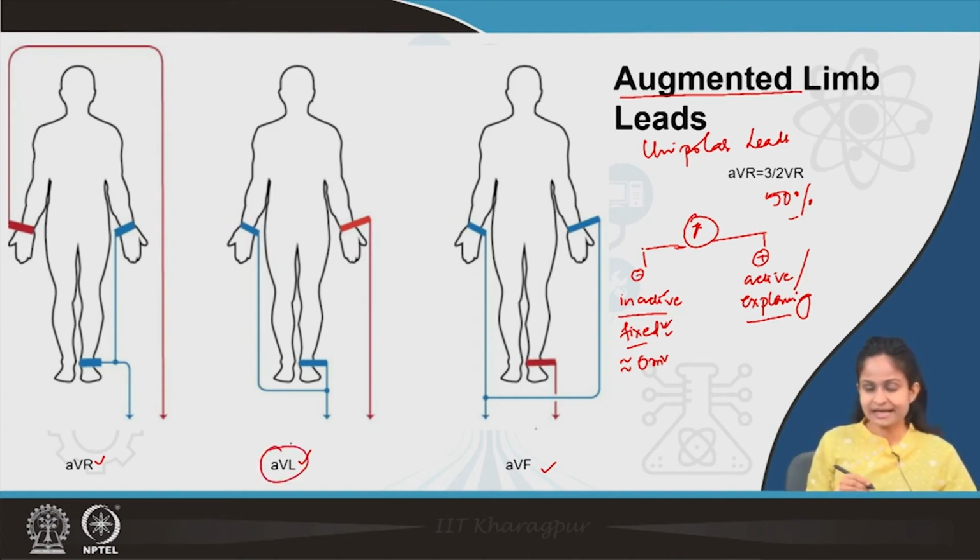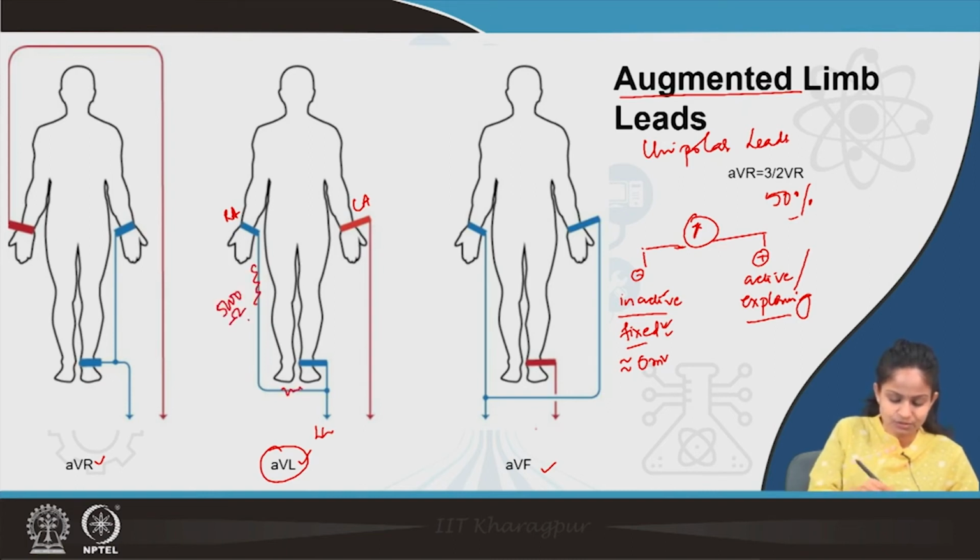AVL means I have to keep my active electrode, or the positive electrode, at the left arm, and the negative electrode, or the inactive electrode, how will I combine? I will combine this right arm and this left leg with high resistance. This resistance is around 5000 ohms. So, mathematically, if we calculate the voltage over here, it will be V, that is the voltage of the right arm plus the voltage of the left leg divided by 2.